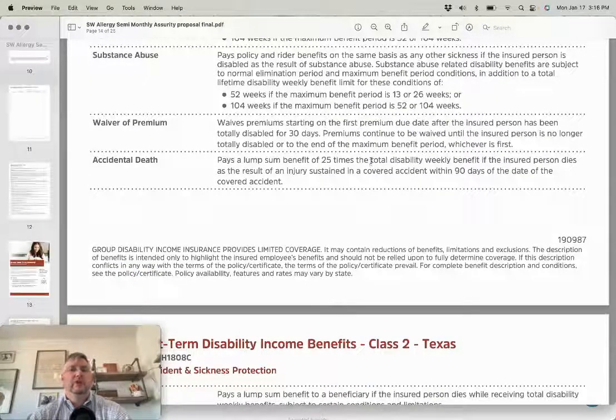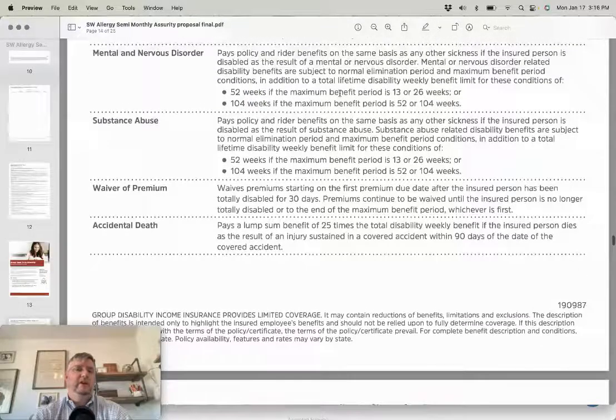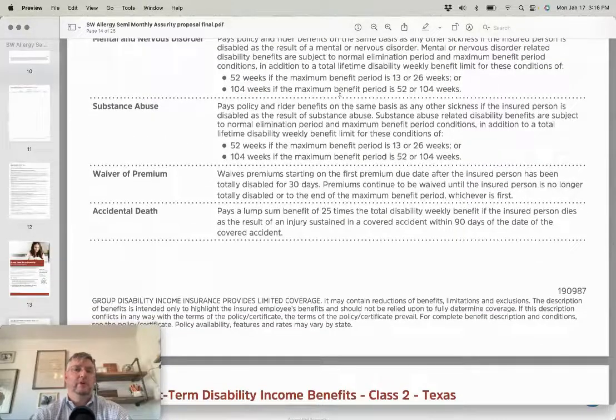Substance abuse pays policy and rider benefits on the same basis as any other sickness if the insured person is disabled as a result of substance abuse. Substance abuse related disability benefits are subject to normal elimination period and maximum benefit period conditions, in addition to a total lifetime disability weekly benefit limit for these conditions of 52 weeks if you have a 3 or 6 month benefit period on your policy. Okay, same exact stipulations as the mental and nervous disorder.